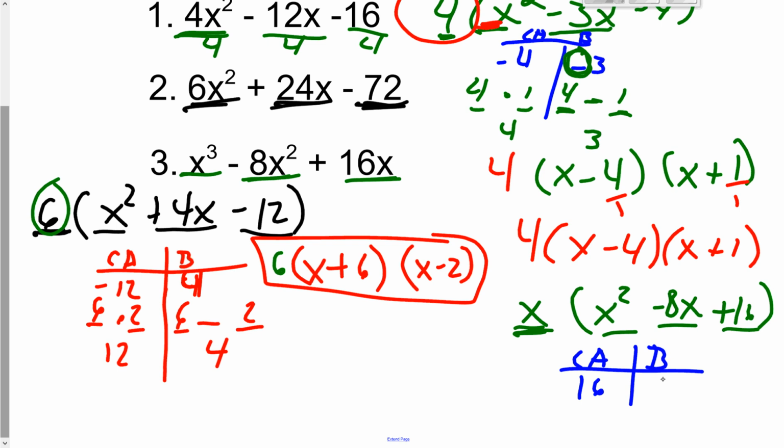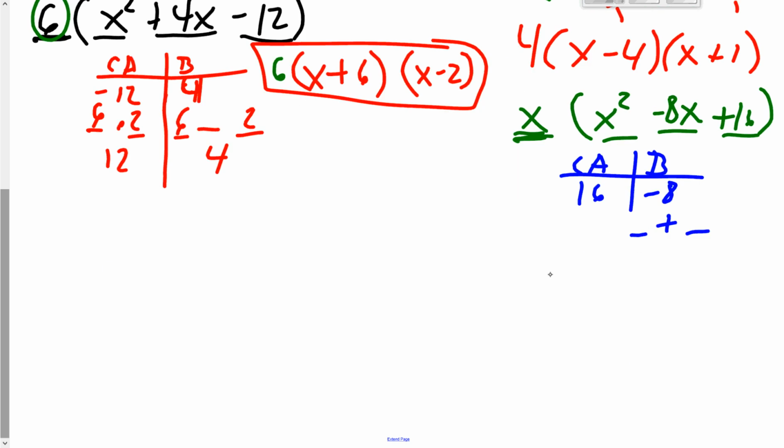So we're going to be adding to get to our b, which is negative 8. Even though that's a negative 8, we're still going to be adding to get to 8. But since that b is negative, that means both our numbers are going to be negative. So what times what is 16, but adds to 8? That's 4 and 4, right? 4 times 4 is 16, and 4 plus 4 is 8. But since this is negative, that just means these are both going to be negative.